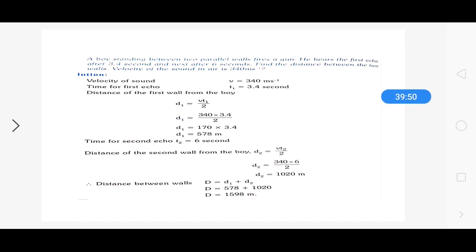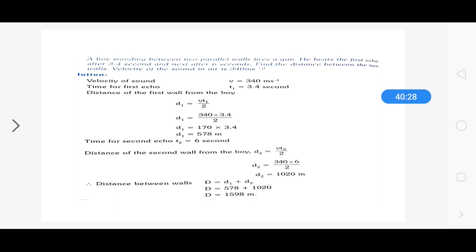So a person is standing between the two walls and there are two reflecting surfaces or two obstacles. He just fires a gun, so that sound is moving in the two directions, towards the first wall and towards the second wall. In the direction of the first wall he hears the echo after 3.4 seconds, and due to the second wall he hears the second echo after 6 seconds.